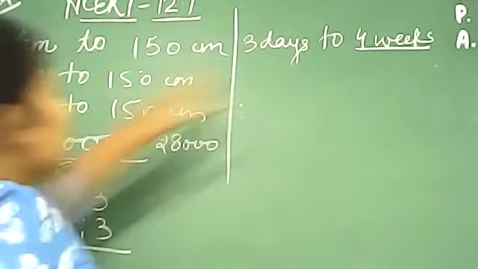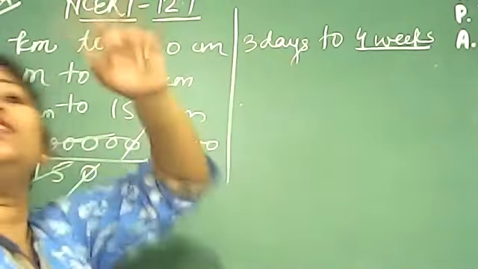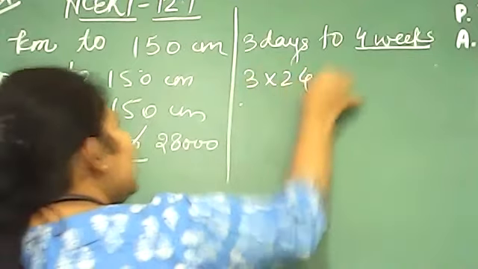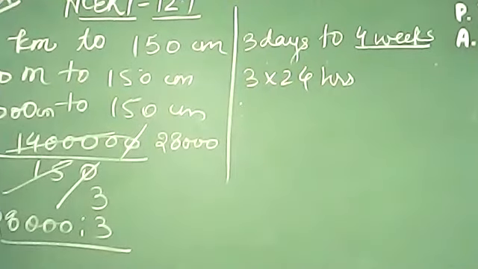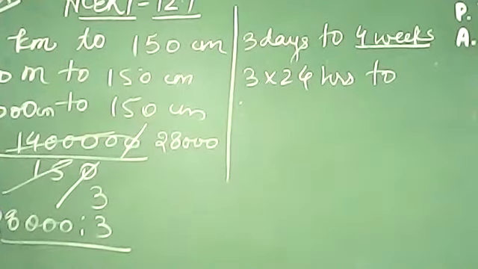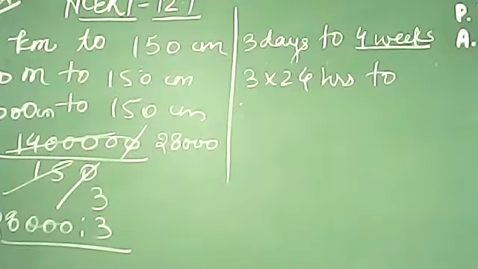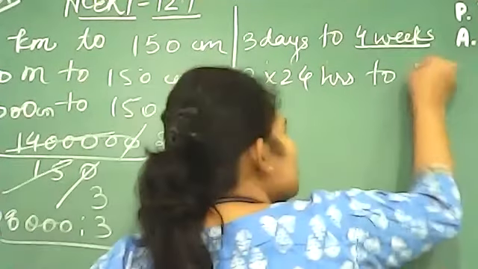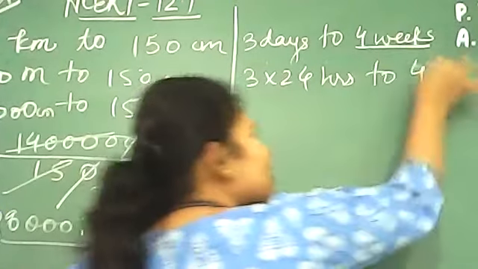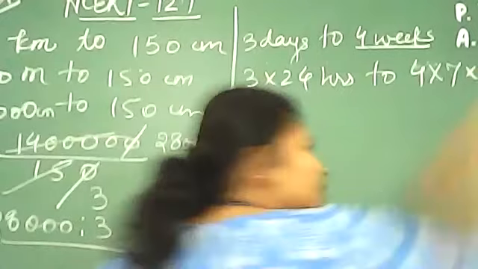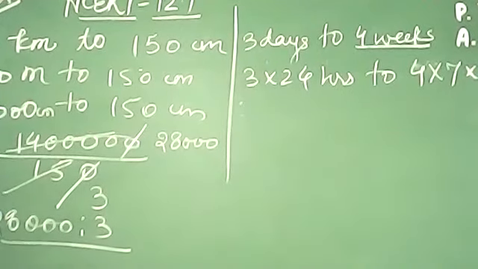ठीक है? 3 days, 1 day is equals to how many hours? 24 hours. 24 into 3 ये हो गया आवर्स में कन्वर्ट. ठीक है? तो 4 weeks. 1 week is equals to 7 days, and 1 day is equals to 24 hours. So this is 4 week multiply by 7 days multiply by 24 hours. ठीक है?